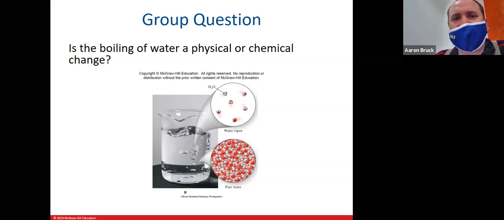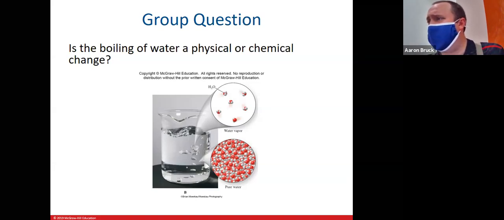So let me pose this question here to the group. I have a beaker of water that is boiling on what appears to be some kind of a hot plate. Is this transformation a physical or a chemical change? Brianna? What'd you say? Okay. Brianna's saying chemical. Why chemical?